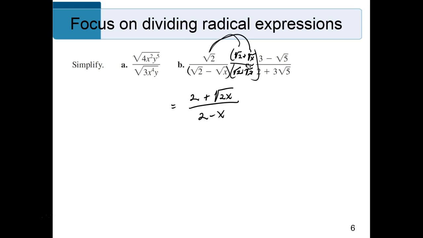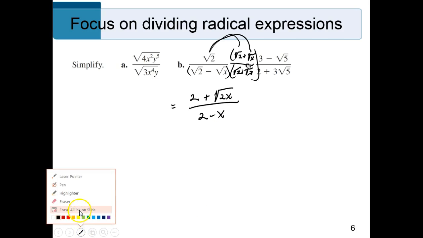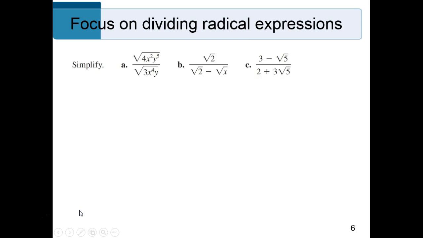I got to bring my clock up again today. No, I didn't. All right. Can we move on to the third one? Anyone have any questions on that? Why, how we did that? Okay. So I'm going to erase all that ink.